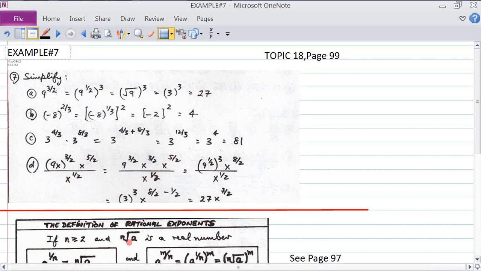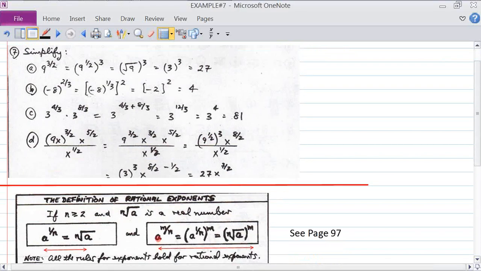Now, instead of writing 9 to the 3/2 right here, I'm going to write 9 to the 1/2 times 3 here, because 3 times 1/2 gives me the 3/2. So I'm breaking this up. I'm essentially going back to this rule here, where 9 to the 3/2 is written as 9 to the 1/2 times 3, going from here to here.